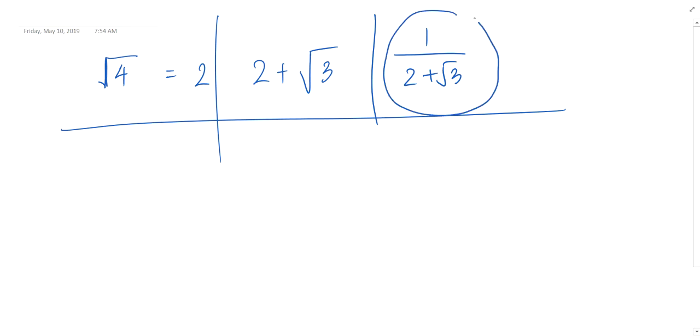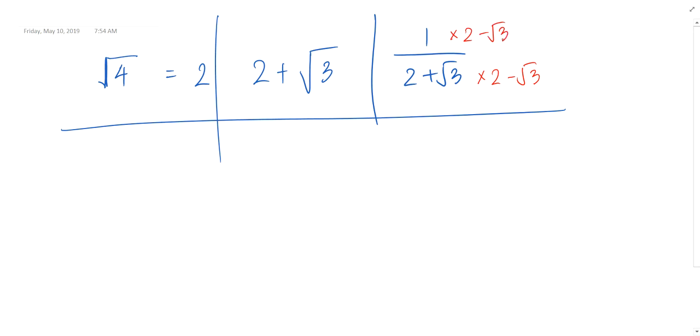This over here is also irrational, right? I want to make it rational. So I want to rationalize it. What should I multiply in both the numerator and denominator? Sorry, what is in the denominator? 2 minus square root 3. So in the numerator? 2 minus square root 3.